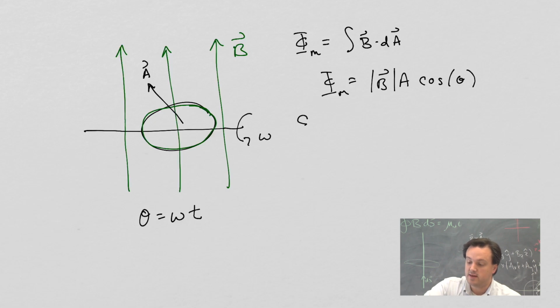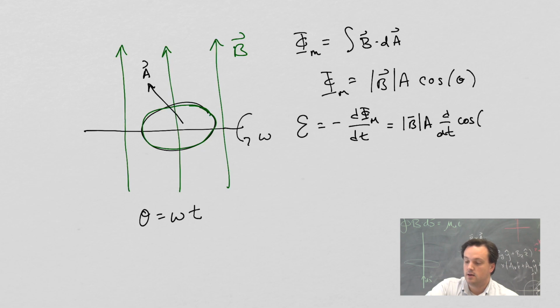So if I try to calculate the EMF, which is minus d flux dt, I get that the time derivative is going to affect the only time-dependent thing in the problem, which is theta. And so I end up with the magnitude of B times the magnitude of A times d by dt of cosine omega t. Well, the derivative of cosine omega t is actually, I can't forget my minus sign, right? It's actually minus sine omega t times omega. So I end up with plus the magnitude of B times A times sine omega t times omega.